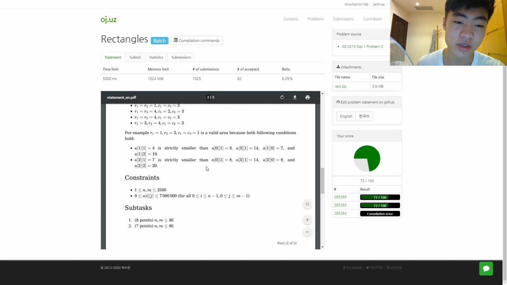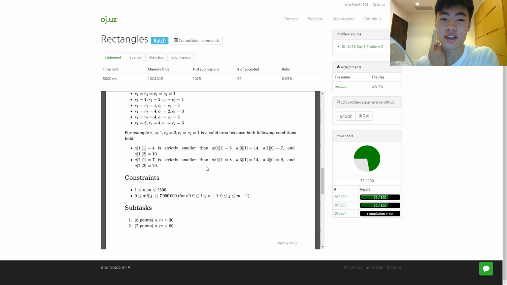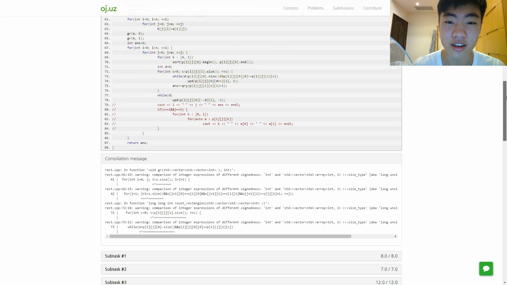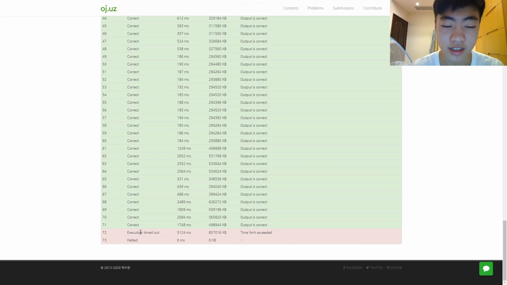So I went to read the solution and tried to implement it. I think my solution is pretty much correct, but this website, oj.uz, is a bit slower. So my code is getting time limit exceeded on some tests, and I have no idea why.